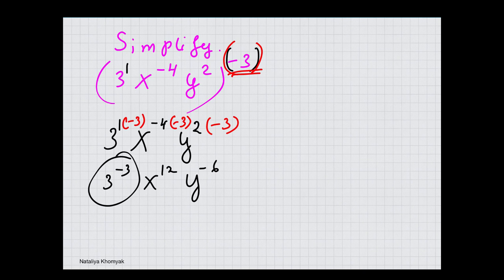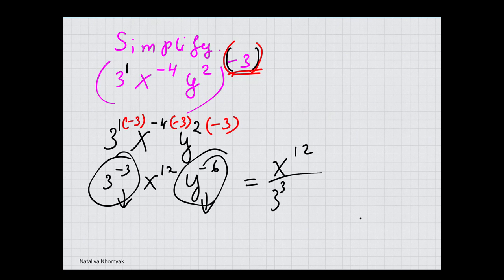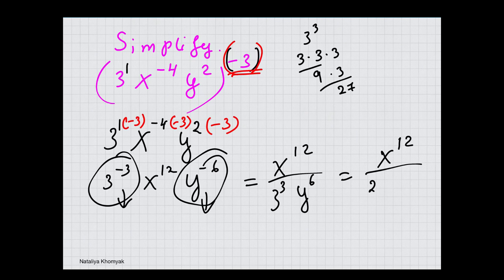So this number will need to go into the denominator, and this number will need to go into the denominator. X to the 12 will stay in the numerator, 3 to the 3 and y to the 6 will be in the denominator. 3 to the third is 3 times 3 times 3. 3 times 3 is 9, times 3. 9 times 3 is 27. So we have x to the 12 over 27 y to the 6. And this is our solution. That's all.